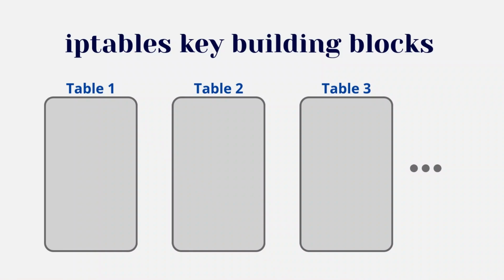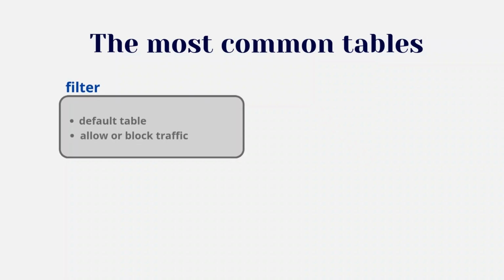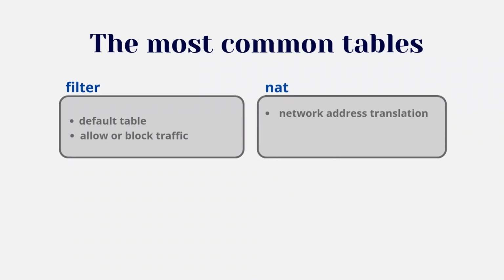Let's start with tables. You can think of a table as a category or a group of rules designed for a specific purpose. Each table handles a different type of network task. Here are the most common tables you'll see. Filter. This is the default table. It's all about deciding whether to allow or block traffic. NAT. This handles network address translation, basically changing IP addresses in packets. Useful for stuff like internet sharing.